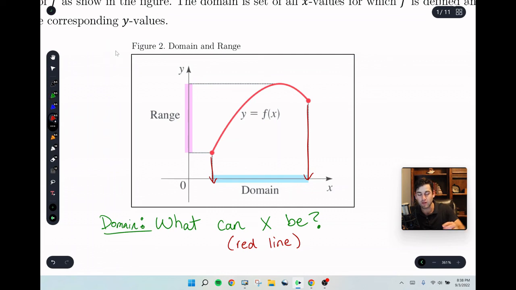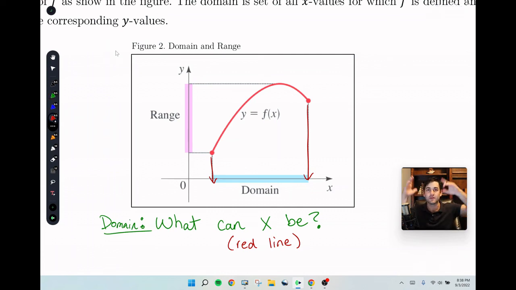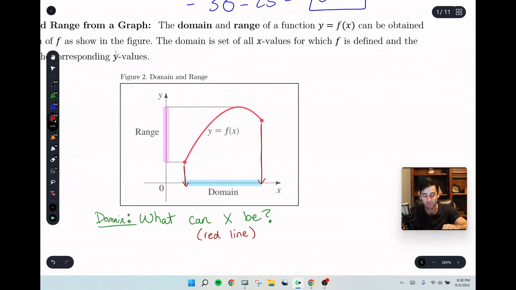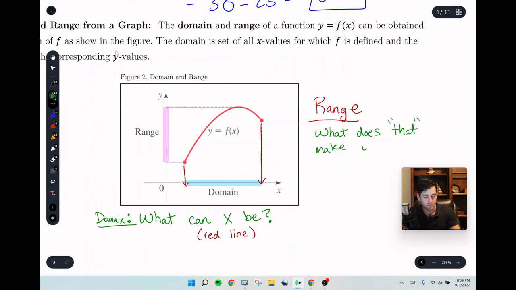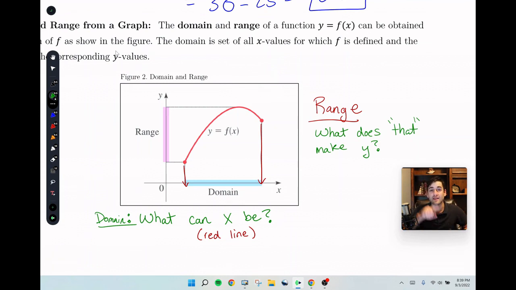Now range, a lot of times students will like to jump the gun and say, what can y be? But we want to define it a little more specifically than that. The range, I like to define, if you're going to define it in words to talk to each other about it, the range is what does that make y? Not what can y be. And what's the that there? Well, the that is the domain we just defined.